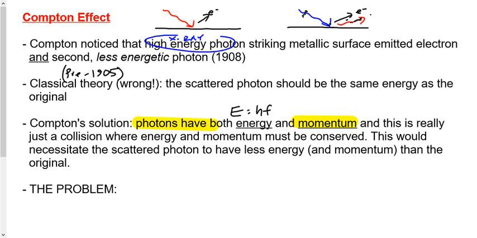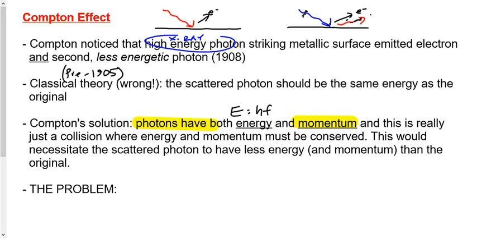Photons have momentum. And this is really just a collision. Just like the truck colliding with the car, this is just a collision in which energy is conserved and in which momentum is conserved. If we analyze this using conservation of energy and conservation of momentum, then we nail this. But we have a problem.